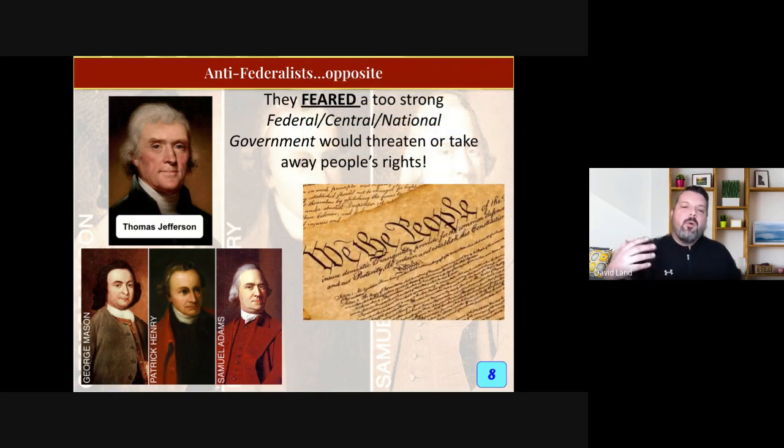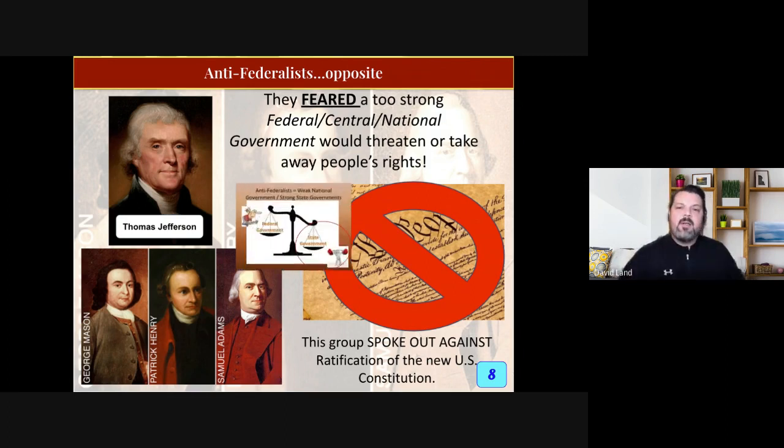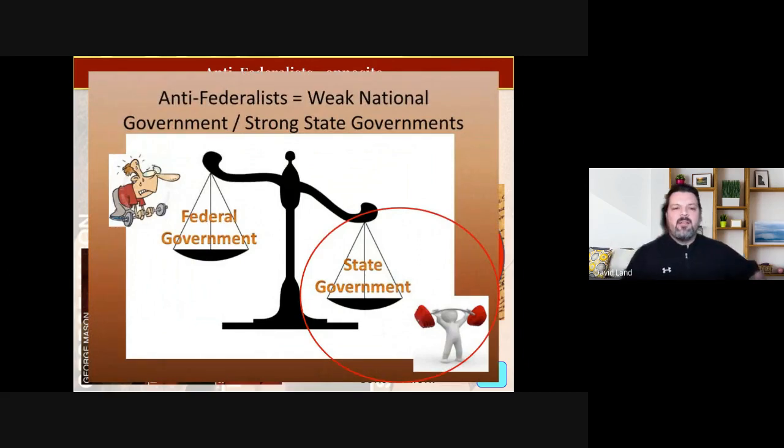Now, they were not sold on the idea of this Constitution, so they spoke out against the ratification, meaning that they didn't want the Constitution to be ratified initially. And so there was going to become this tug of war, this fight, this debate. So what did they want? Well, instead of having the power with the federal government, the Anti-Federalists wanted power to be with the states. Remember, the kids were running the party in the AOC. So the Anti-Federalists wanted that power to stay with the states individually.